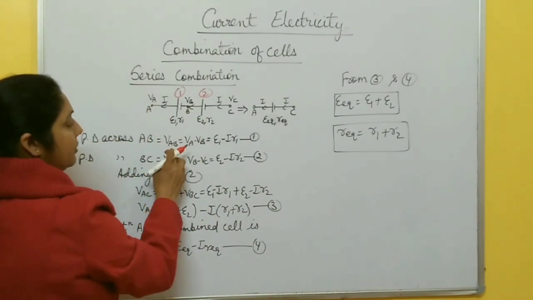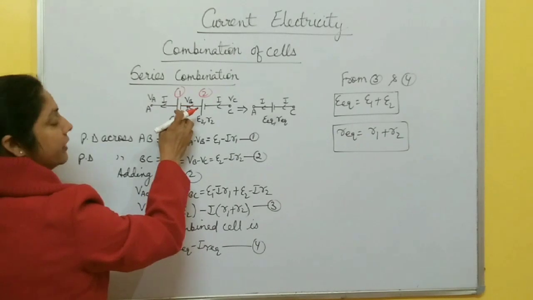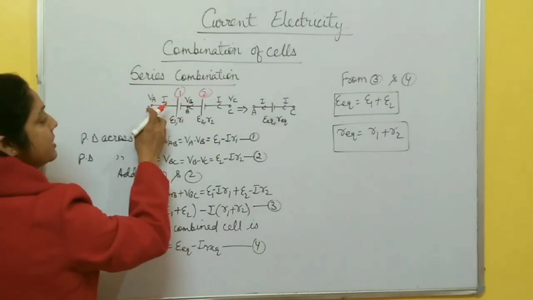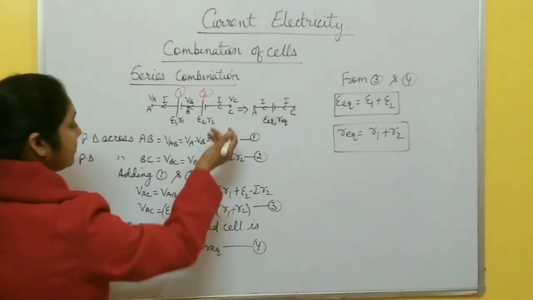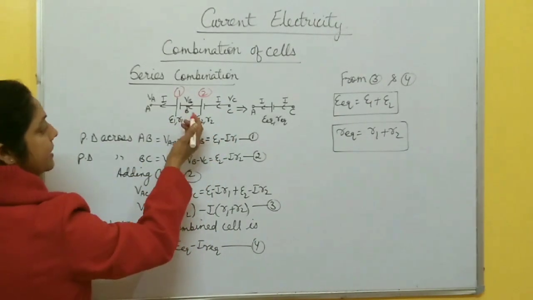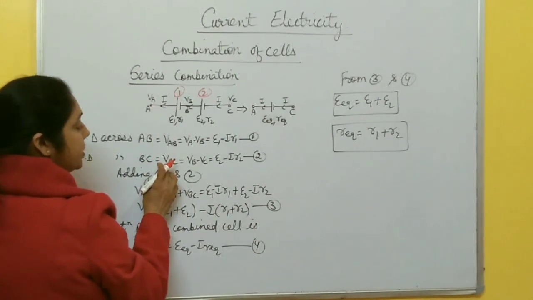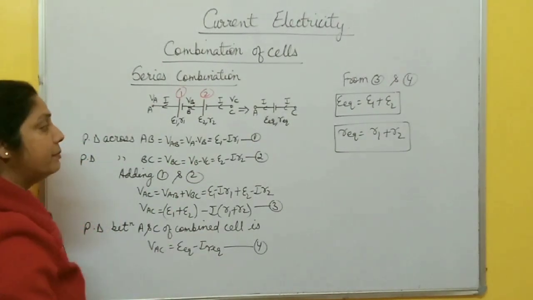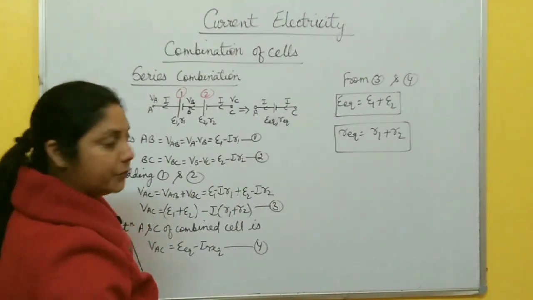Across this AB, the potential difference is E1 minus IR1, right? Potential at A is greater than at B, because A is connected to the positive terminal and B is connected to the negative. So VAB, meaning VA minus VB, is E1 minus IR1, equation number 1. Now what is the potential difference across B and C, the second cell? B is at the positive terminal and C is connected to the negative terminal. So the potential difference across BC is VBC equal to VB minus VC. B is at higher potential, C is at lower potential, and this is equal to E2 minus IR2, right?